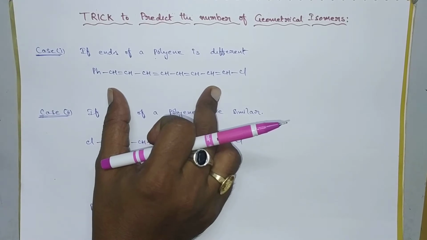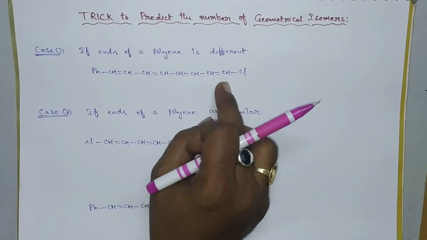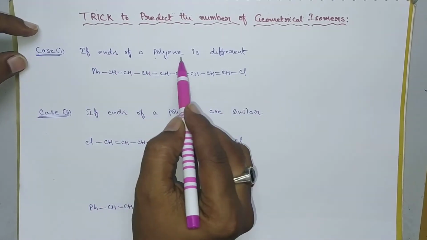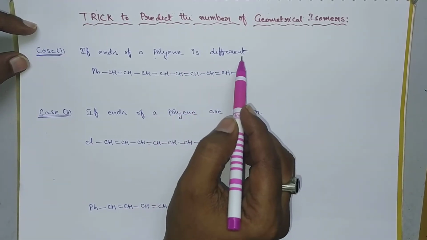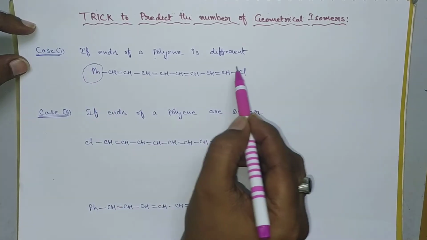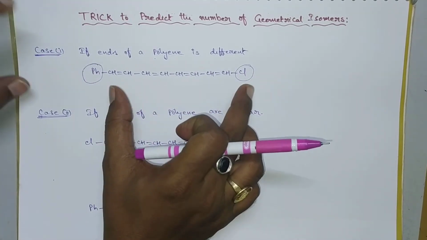If the compound consists of one double bond, then the number of isomers can be predicted by using a simple formula, that is 2 power n. But here it consists of many double bonds, so this can be predicted by considering two cases. The first one is if the ends of a polyene are different. Here one end is a phenyl group and the other end is chlorine, so the ends of the polyene are different.